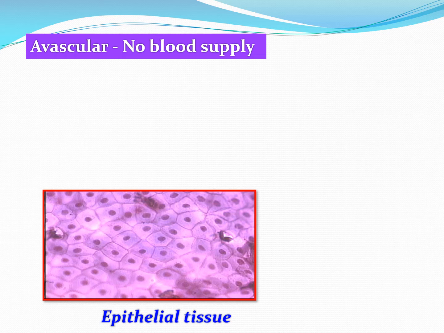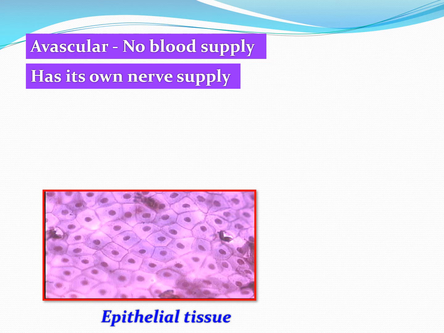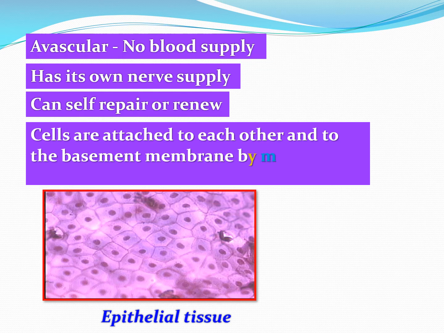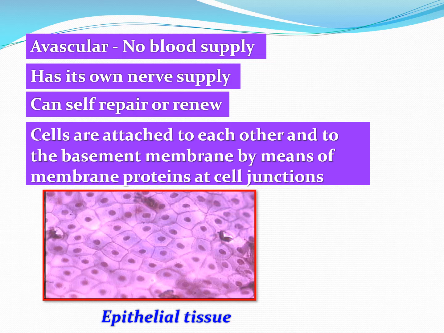Epithelial tissues are said to be avascularized, that is, there is no blood supply to the epithelial tissues, and these are nourished by the adjoining cells of the other tissue. Epithelial tissue has its own nerve supply. If it gets damaged, it can undergo self-repair or renewal. Cells of the epithelial tissues are attached to each other and to the basement membrane by means of membrane proteins at cell junctions.